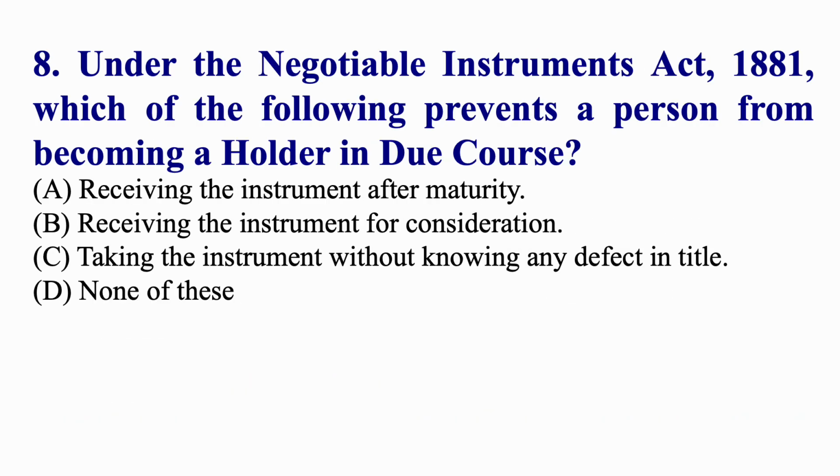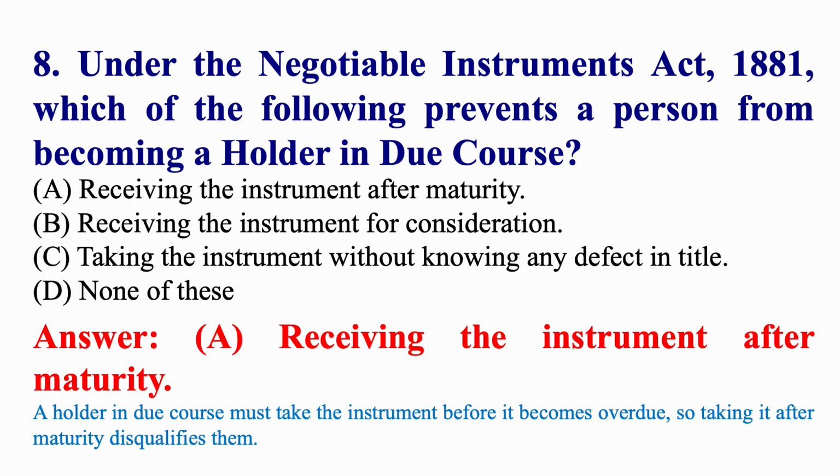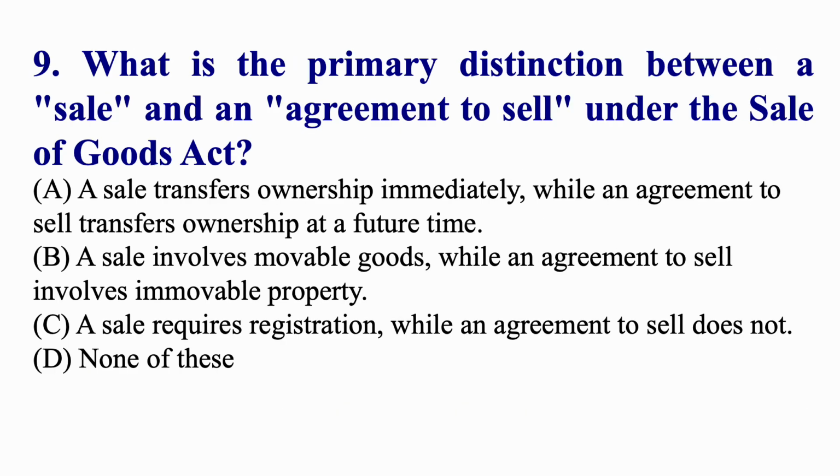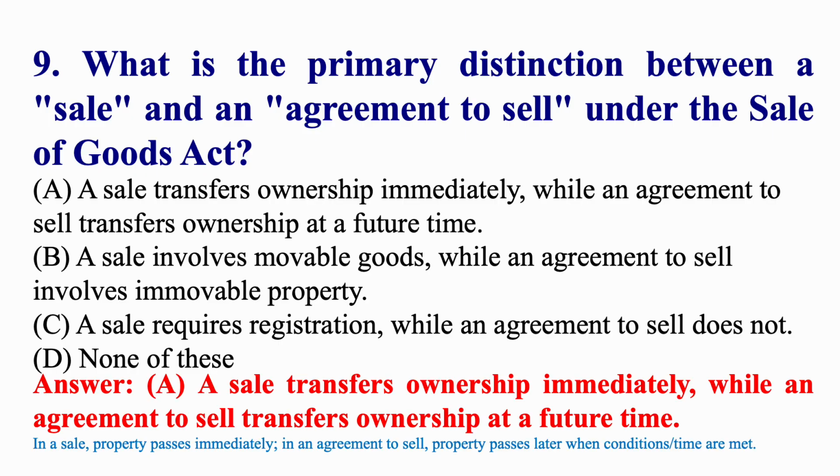Under the Negotiable Instruments Act 1881, which of the following prevents a person from becoming a holder in due course? Receiving the instrument after maturity. What is the primary distinction between a sale and an agreement to sell under the Sale of Goods Act? A sale transfers ownership immediately, while an agreement to sell transfers ownership at a future time.